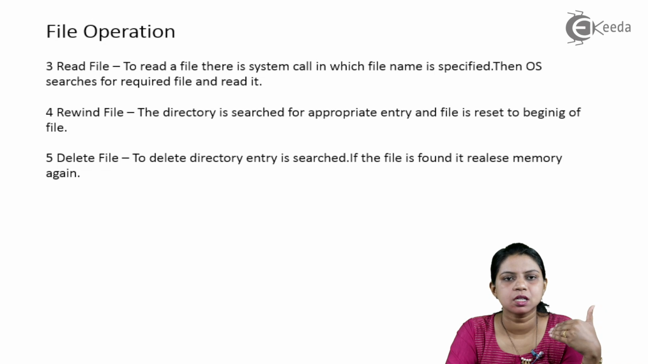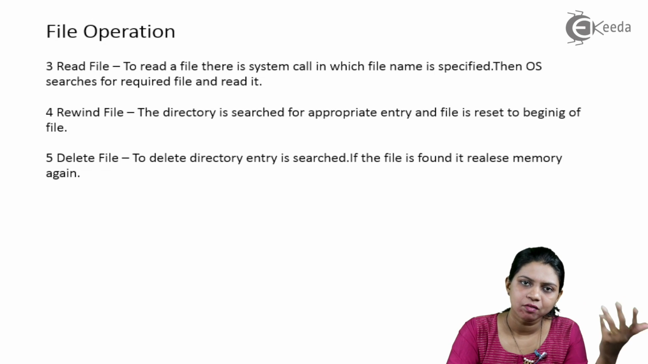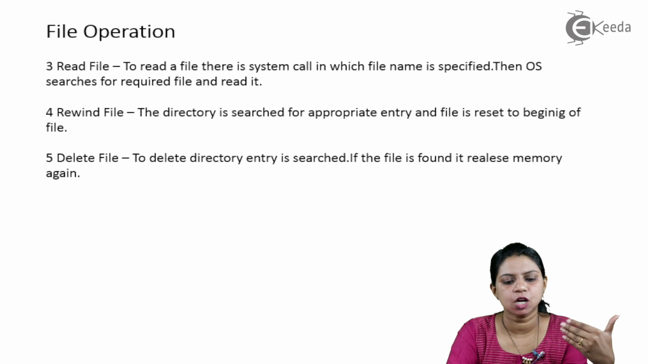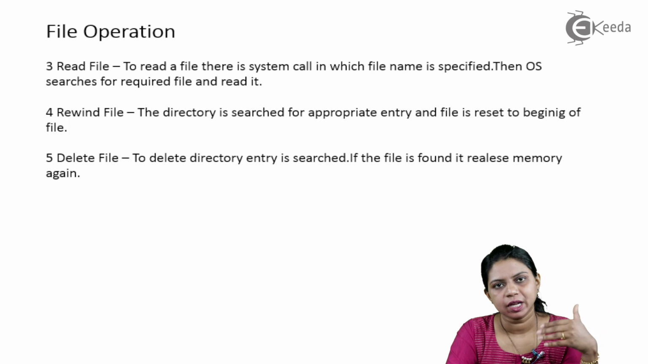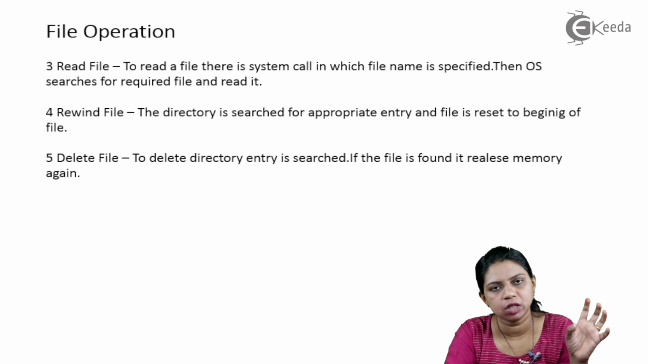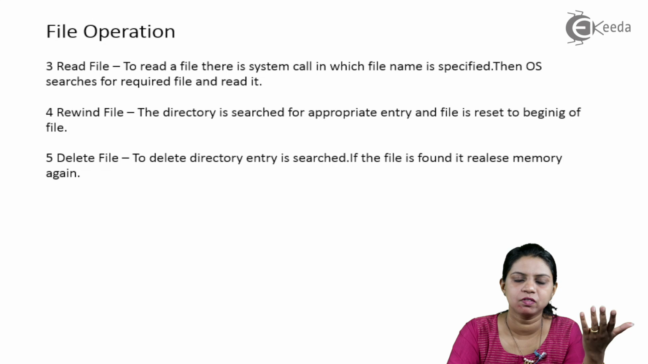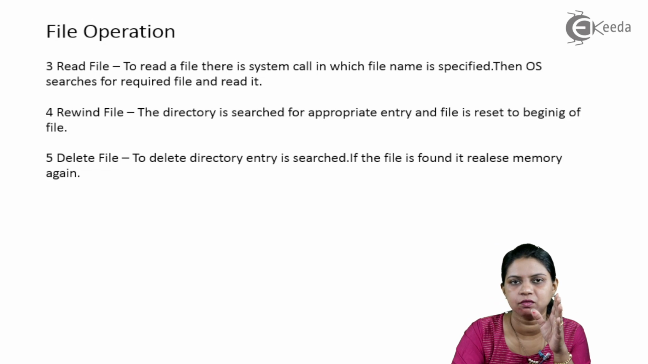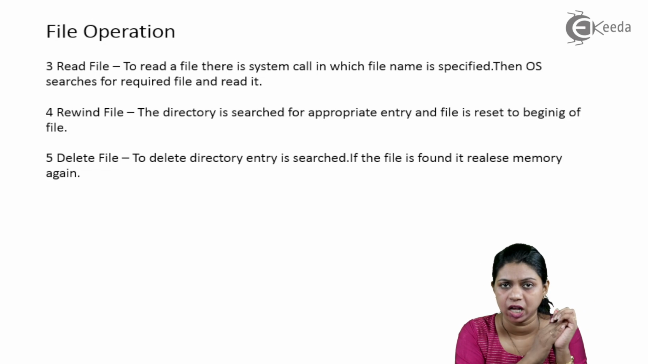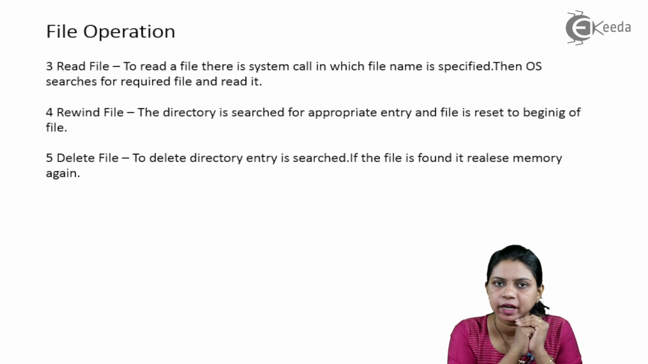Number 4 is rewinding a file. Again, for rewinding a file, the directory is searched for the appropriate entry. So again I have to see whether the ABC file is there on the disk or not. If it is there, then my file is reset to the beginning of the file. So what is basically rewinding a file? When we start from the beginning, I call it what? Rewinding.